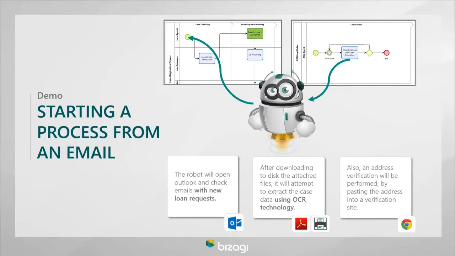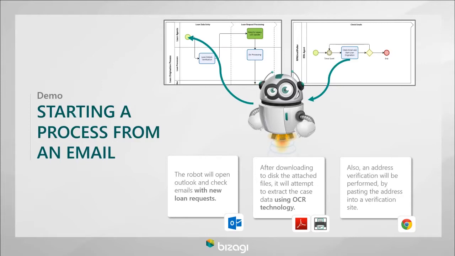We want to show you today how Bizagi supports RPA capabilities and integration. To achieve this, we have set up a demo for a loan request origination process, where users asking for a loan send a request to an email address, and a robot will check these messages, extract the relevant data, and start the origination process. This demo has two parts.